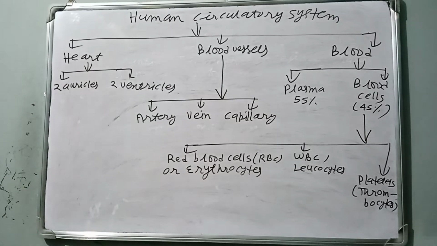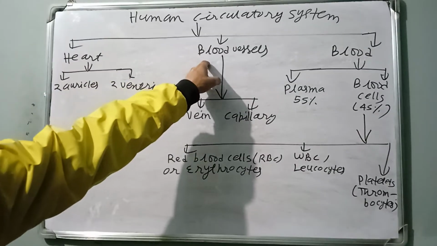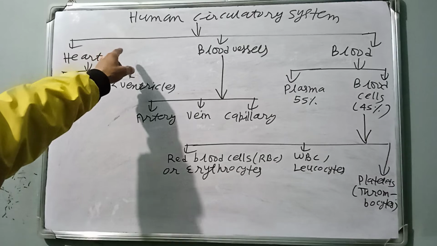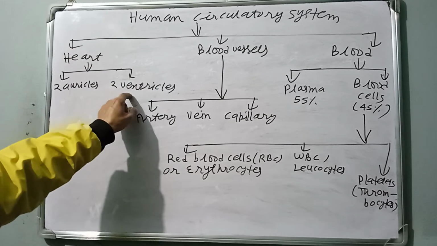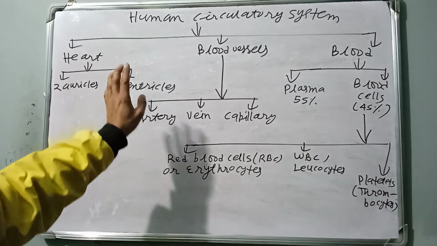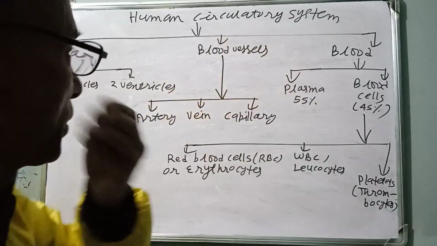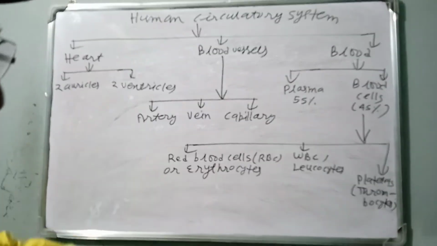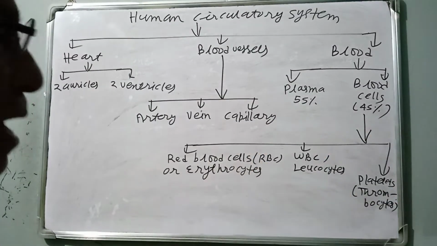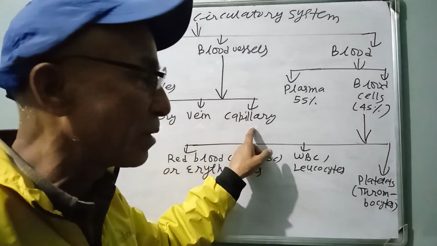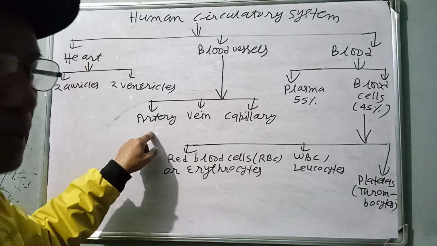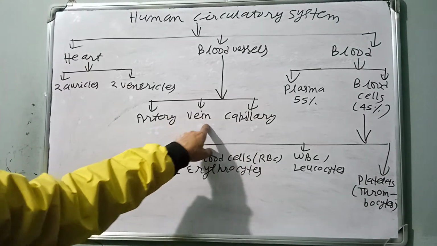Again, the human circulatory system contains the following, mainly three parts: heart, blood vessels, and blood. The heart is the most important pumping organ, which has two auricles, left and right auricle, two ventricles, left ventricle and right ventricle. Blood vessels are tubes through which blood flows from heart to all parts and from all parts to heart. Artery, the biggest, vein medium size, and capillary smallest size. Arteries have no bulbs, but veins have bulbs.